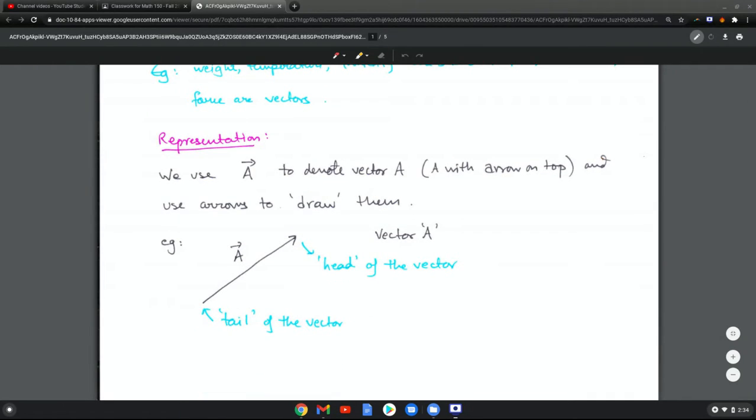Notation and representation. A vector A would be denoted by A with an arrow on the top, and then we draw vectors using arrows. This part is called the tail of the vector, and this part is called the head of the vector.